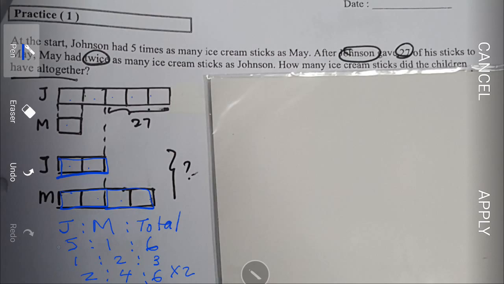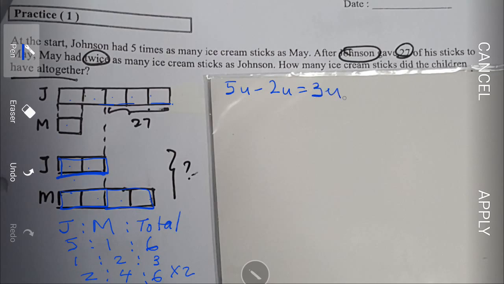So in the end, Johnson became 2 units, so I can draw 2 here, and May became 4 units, I draw 4 units here. So when you compare the before and after, you will realize that Johnson at first has 5 units here, and then after that has 2, which you can see in the ratio method as well. 5, 2, right? So the difference is 5 units minus 2 units equals to 3 units.